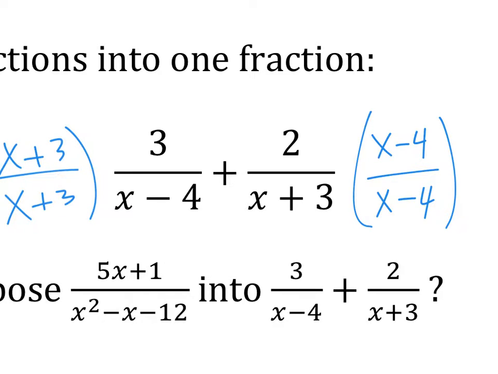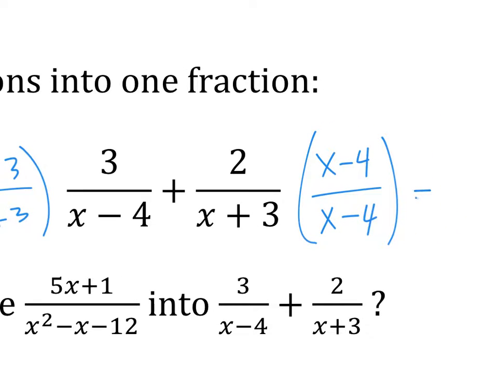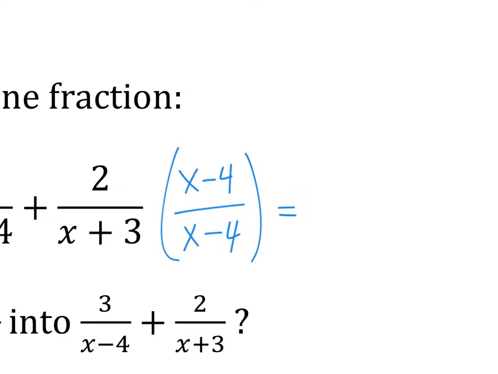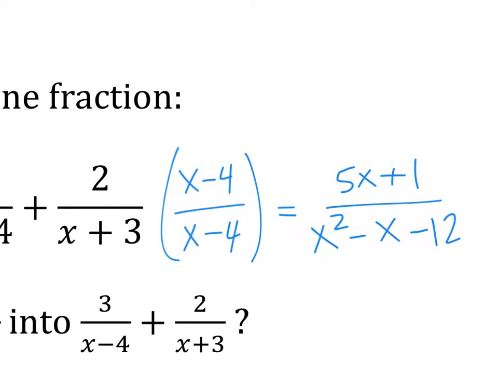Go ahead and multiply them together. You're going to distribute and then add them together. Make sure they have the same denominator, and then write your answer. We are good. The answer is 5x plus 1 over x squared minus x minus 12, right? Okay, that was so last year.